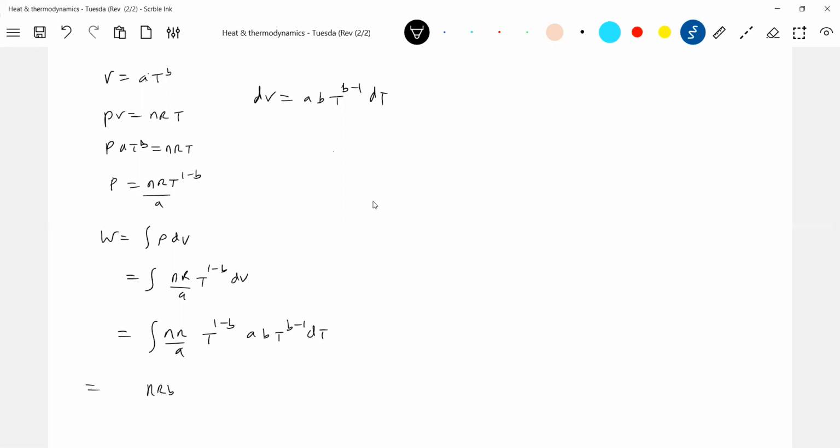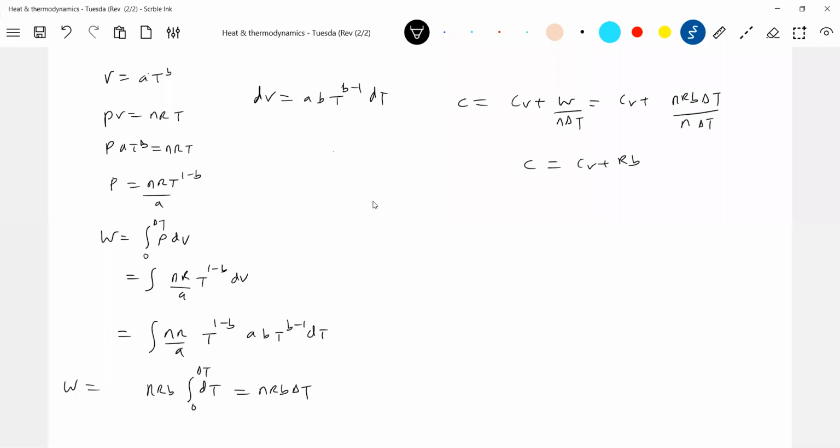Substituting this, nRB will come outside, so this will become only the integral of dT, no? The limit, let it be 0 to delta T. So what is work done? nRB delta T. Now the molar capacity formula: CV plus work done by n delta T. So substituting the value of B, it will become a different process here.